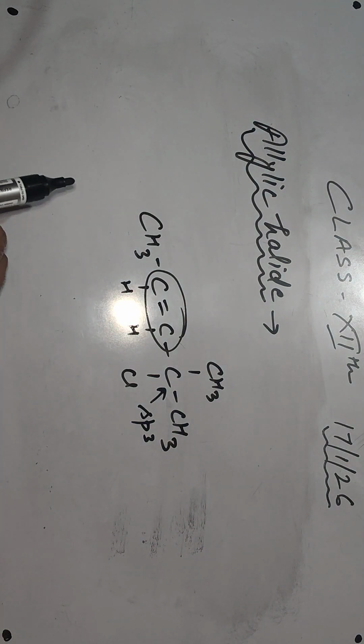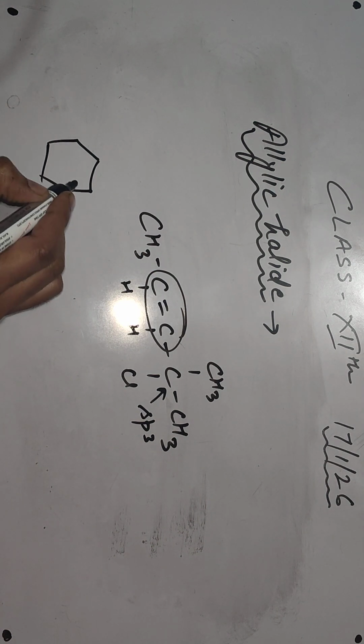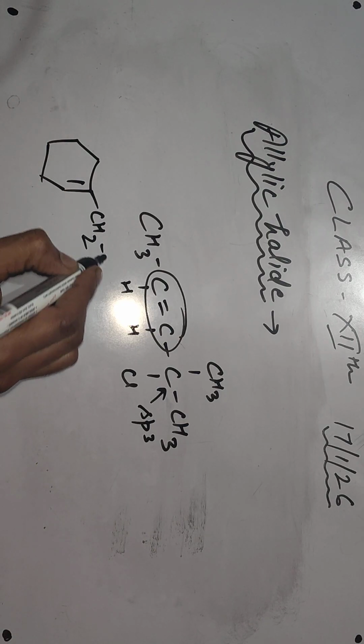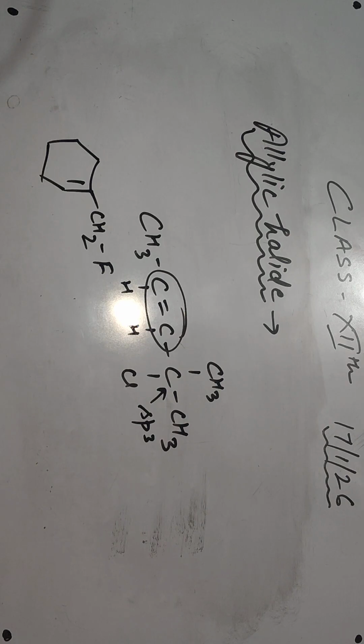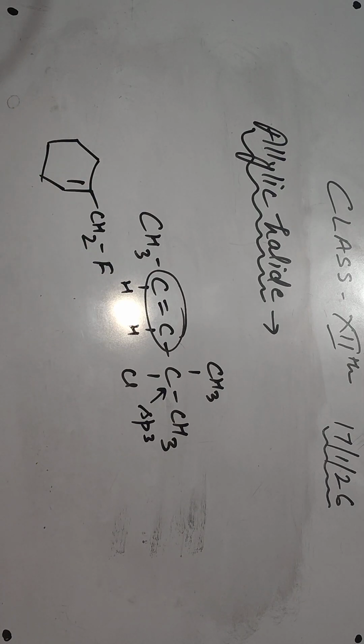This is allylic halide. Similarly, suppose we have this type of alkyl halide. So now let's check what condition it is adopting, whether it is allylic halide or not.